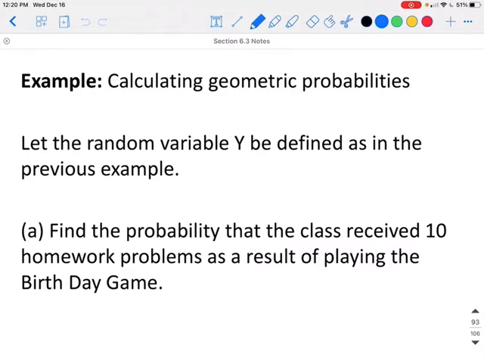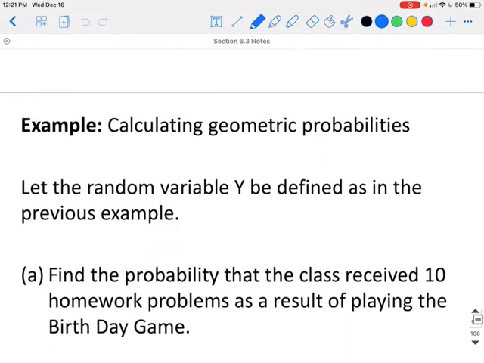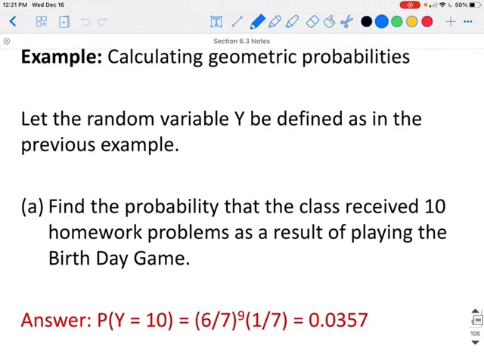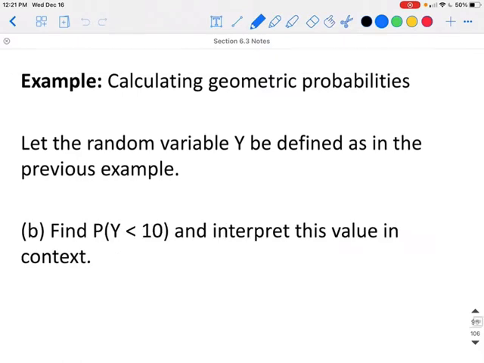Let the random variable y be defined as in the previous example. Find the probability that the class receives 10 homework problems as a result of playing the birthday game. We would just do y is equal to 10. It would be failures the first 9 times. The probability of failure was 6 out of 7. Raise that to the 9th power times the probability of success, because you were successful on that 10th trial. That gives you 0.0357, or about a 3.5% chance that you will have 10 homework problems that night.